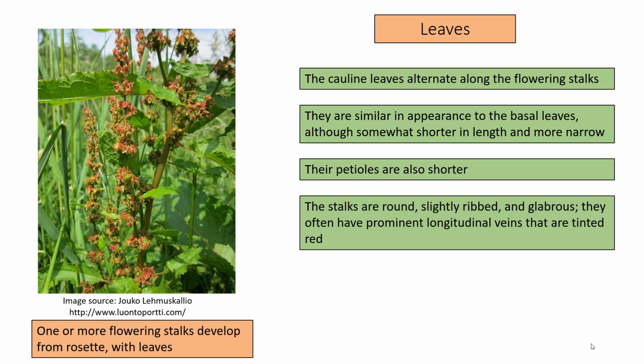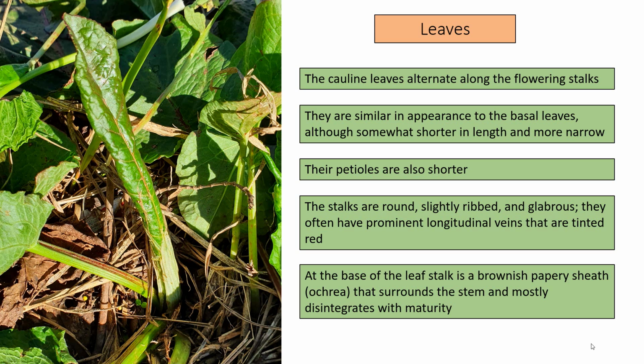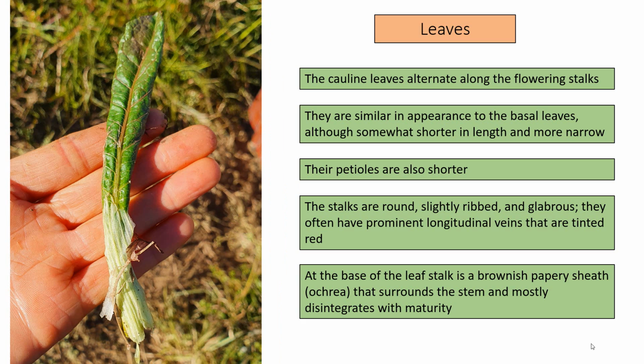The stalks are round, slightly ribbed, and glabrous. They often have prominent longitudinal veins that are tinted red. At the base of the leaf stalk is a brownish papery sheath, or ochrea, that surrounds the stem and mostly disintegrates with maturity or dries off.